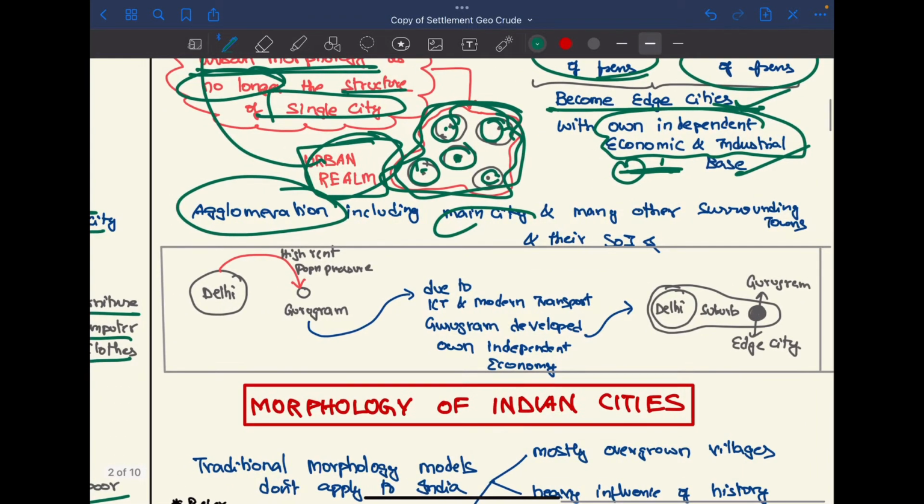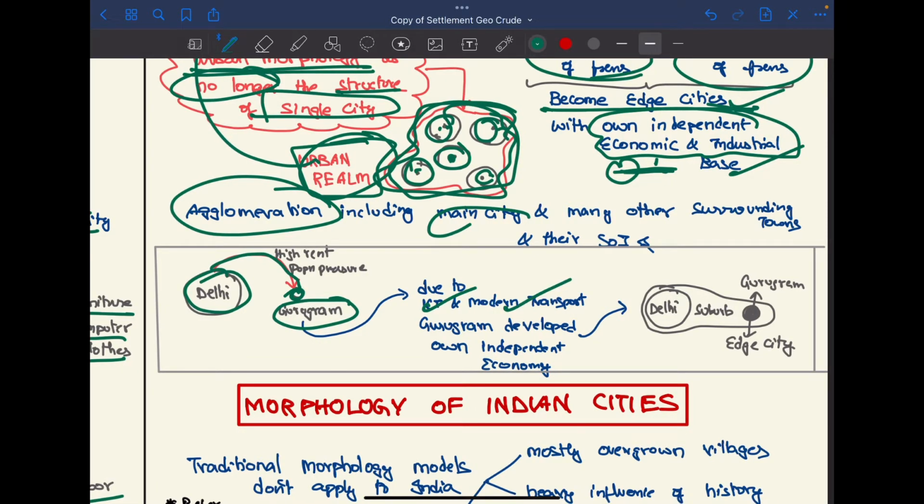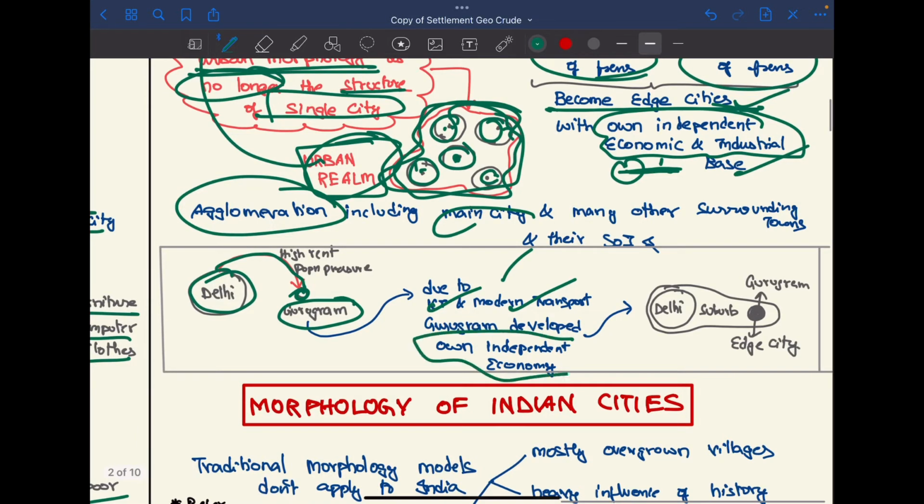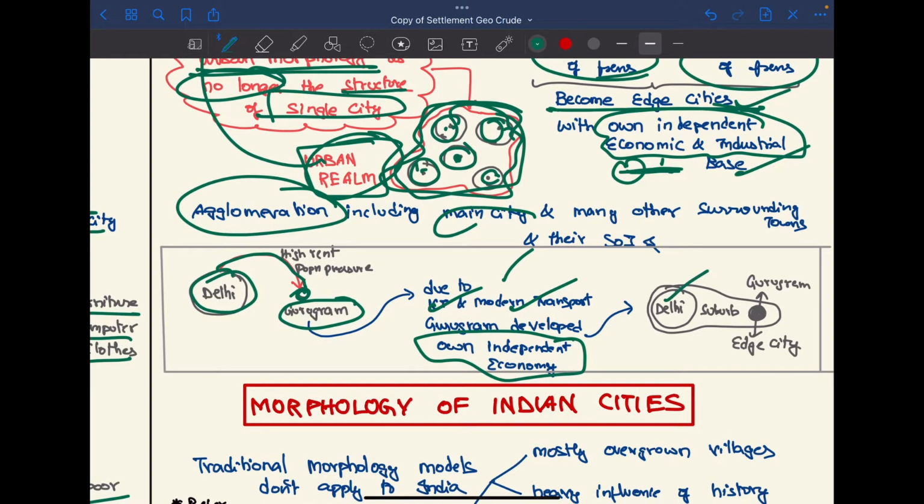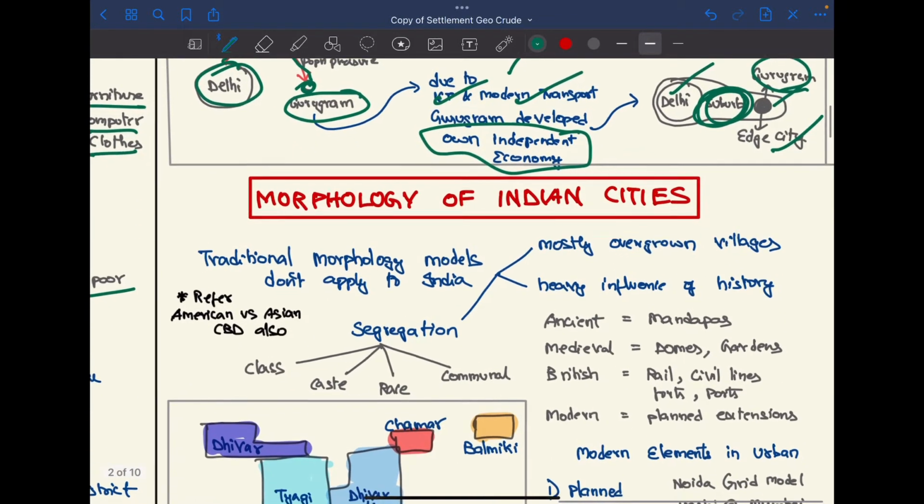Next, we have an example. Initially, when there was Delhi, due to the high rent and population, people started moving to Gurugram and it developed as a suburb. But later, due to ICT and modern transport, Gurugram diversified and specialized in its functions, and now it has developed its own independent economy. So Gurugram has now become an edge city, and the areas in between are the suburbs now.